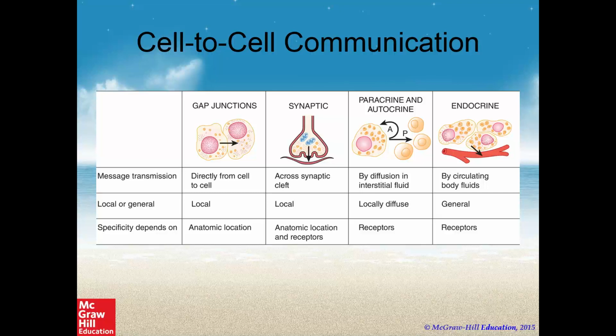Paracrine, there is release of a substance into the interstitial fluid, and neighboring cells that have the receptor for that substance will respond, as opposed to endocrine, where the substance is released into the plasma and travels everywhere in the body. Right, so paracrine is local, endocrine is everywhere.